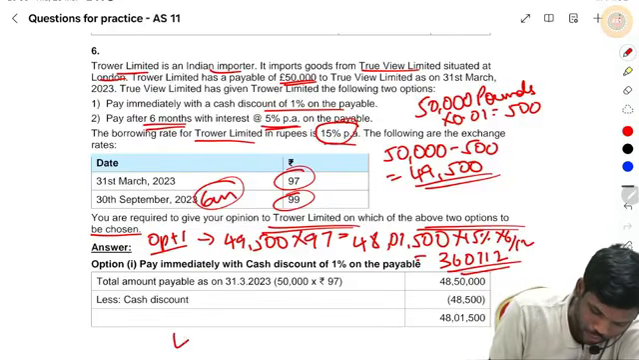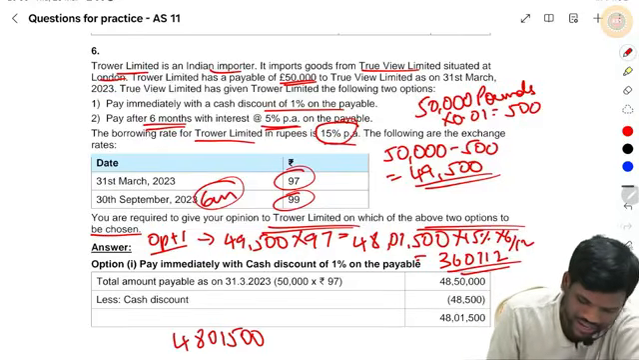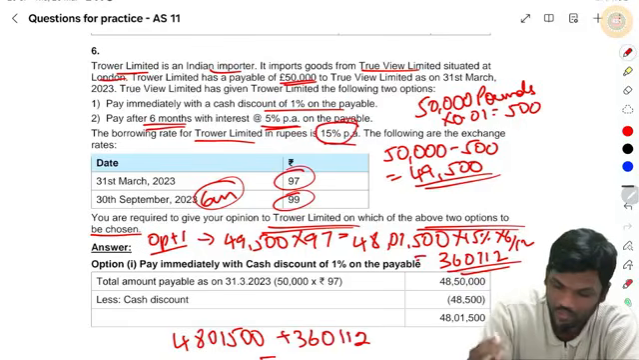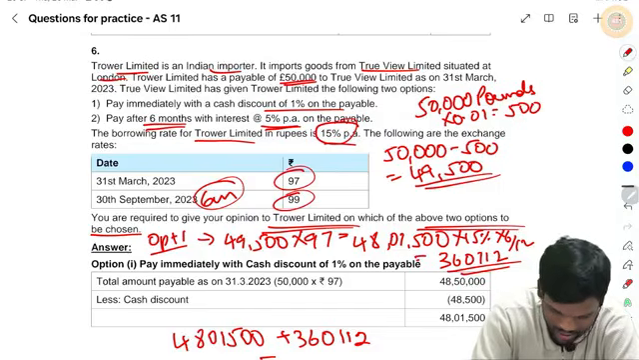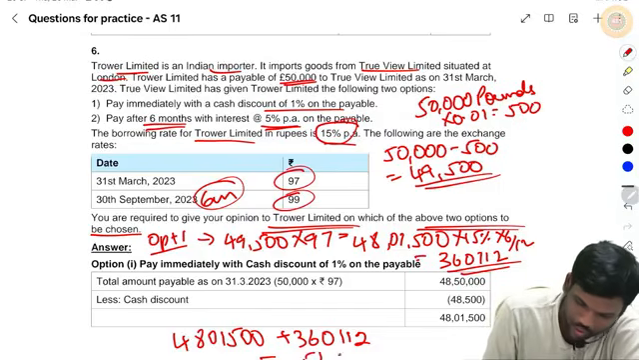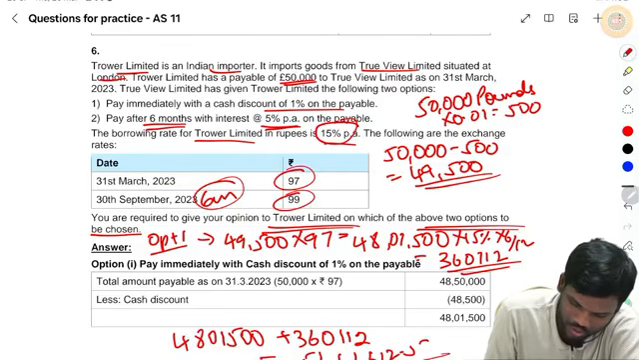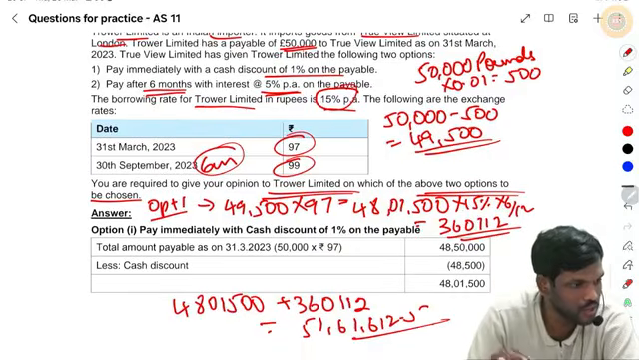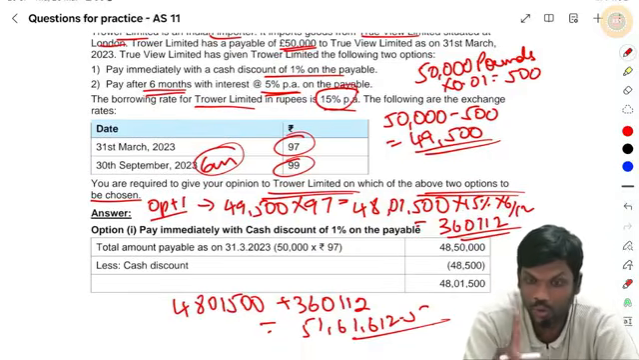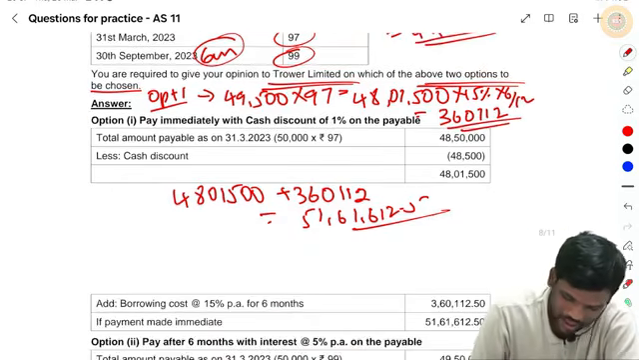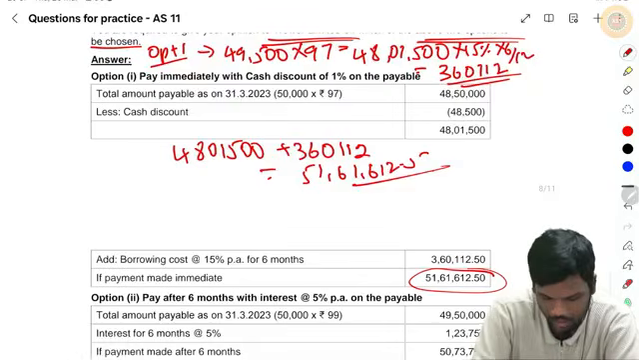So the total outflow under option 1 is 48 lakh 1,500 plus 3,60,112, which totals up to 51,61,612.5. This is your final cash outflow under option 1. Remember, you should also consider this interest, which many students will leave. So this is what even ICA has computed.